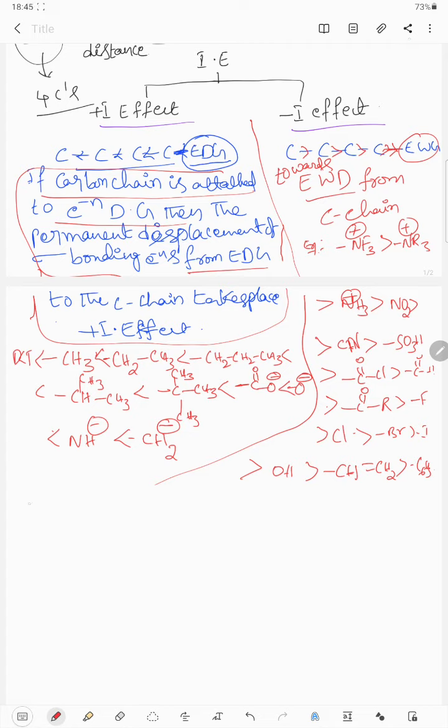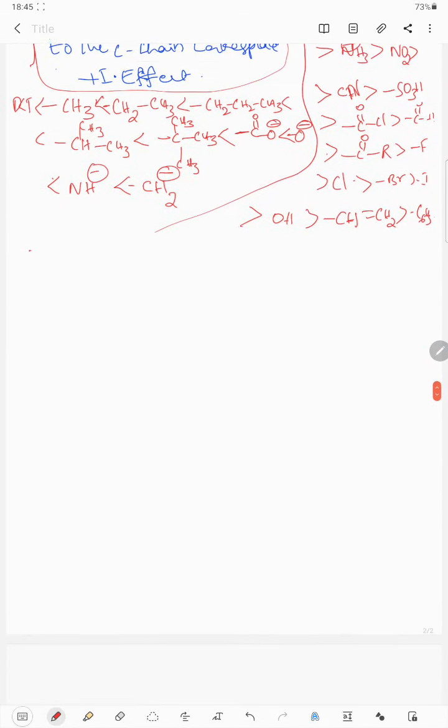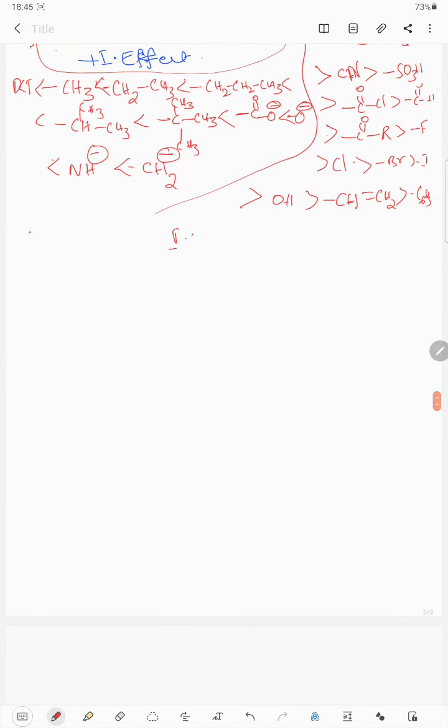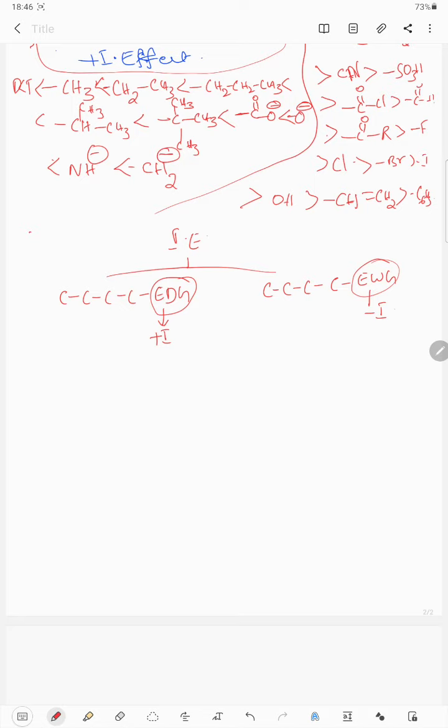Now students, before going to application, one small discussion I am giving here. I already told you inductive effect has two categories, one is plus I effect, one is minus I effect. If an electron donating group is attached to a carbon chain, this effect is called plus I effect. If a carbon chain is attached to an electron withdrawing group, then this effect is called minus I effect. Here the electron donating group acts as a plus I group, here the electron withdrawing group acts as a minus I group.